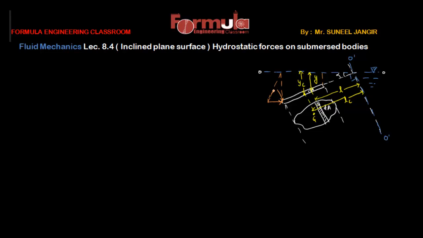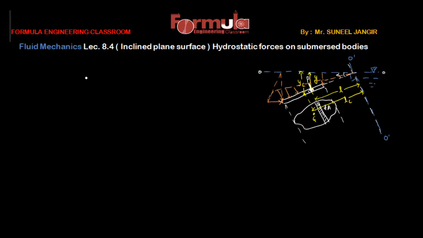Similarly, when the depth decreases, the pressure intensity also decreases. So here this is the pressure intensity, and at the free surface it decreases up to 0. So this is the variation of pressure. Now we want to calculate first the hydrostatic force. After that we'll calculate the position of that force. So we are saying at this depth y the pressure intensity is P.